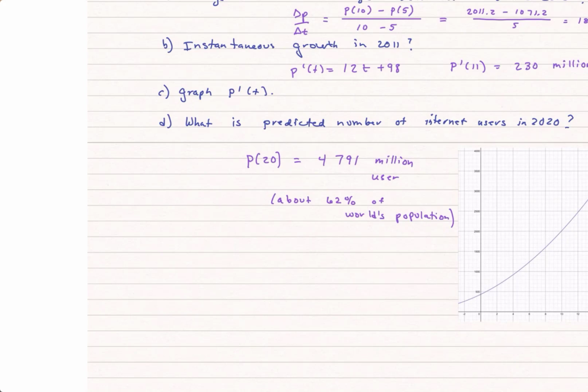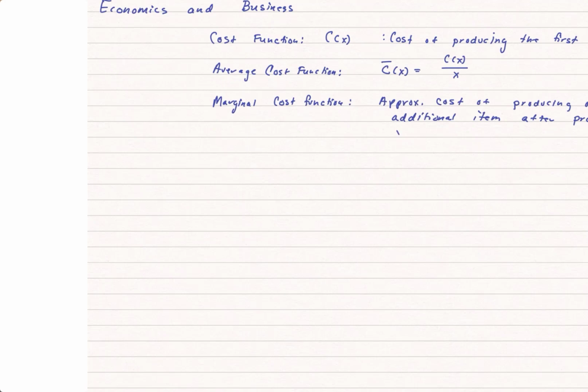Let's start talking about business and economic uses. We're going to talk about something called a cost function. We usually call that C of x. That's the cost of producing the first x items. The average cost function, that's going to be equal to the cost function divided by the number of items we're making, and that's usually called C bar. The marginal cost function is a little bit different. That's the approximate cost of producing just one more additional item after I've already produced x items.